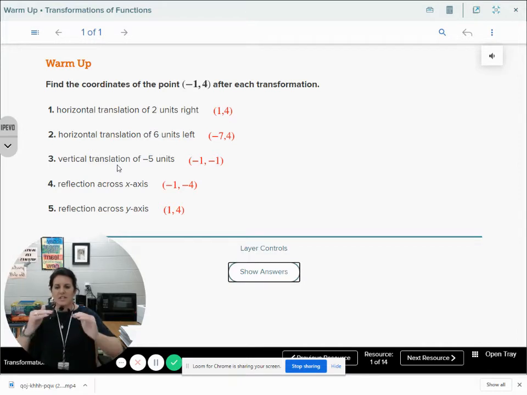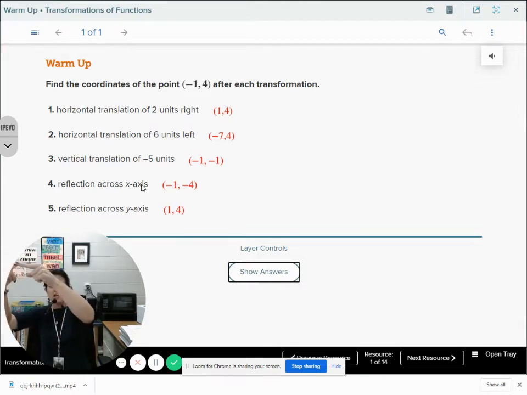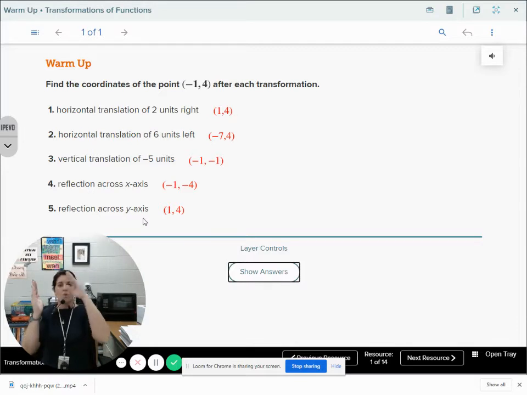A vertical translation is shifting it down 5 units. So it went from 4 down 5 and stopped at -1. A reflection across the x-axis. Now think about that. It's a reflection. So if it's at the -1, 4, it's up here, and it's reflecting across the x-axis. So the x-coordinate is going to stay the same, but the y-coordinate is going to become the opposite. And with the reflection across the y-axis, the y-coordinate is going to stay the same, but then that x-coordinate is going to be the opposite.